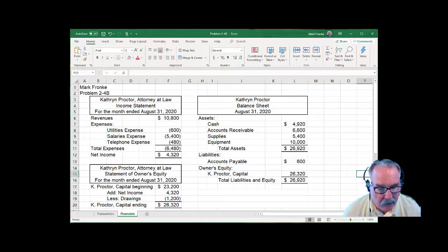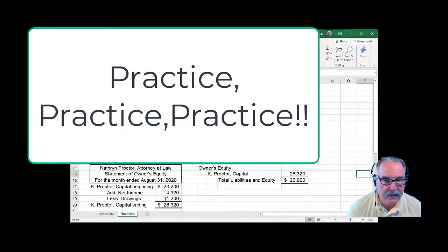Well, we knew that before because our transactions balanced on our transaction sheet. But this is a standard set of financial statements. You need to practice this. This is really, really important stuff.